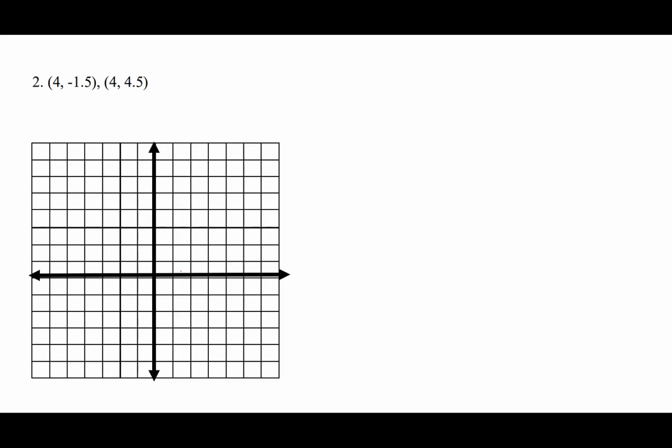Okay, take a look at this question. If I plot these 2 points, 4, negative 1.5 would be about there, and then 4, 1, 2, 3, 4.5. Okay, the line that goes through these 2 points is a vertical line. For all vertical lines, the equation is x equals the x-coordinate. So this will be x equals 4. It doesn't matter what the y-coordinate is, because the x-coordinate for this line will always be 4. And so the equation of this line is x equals 4.